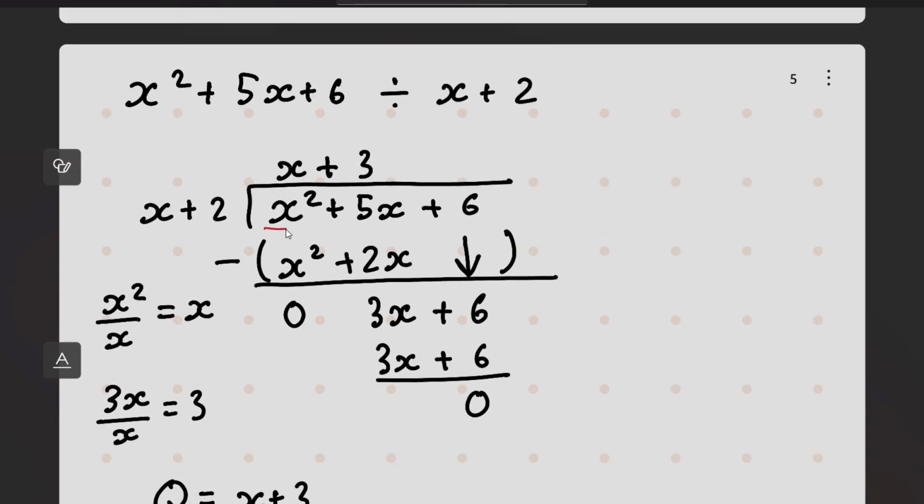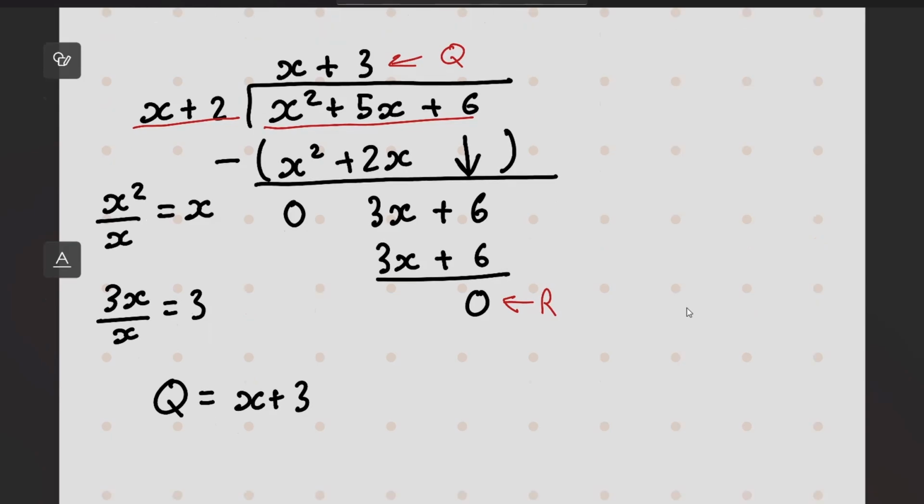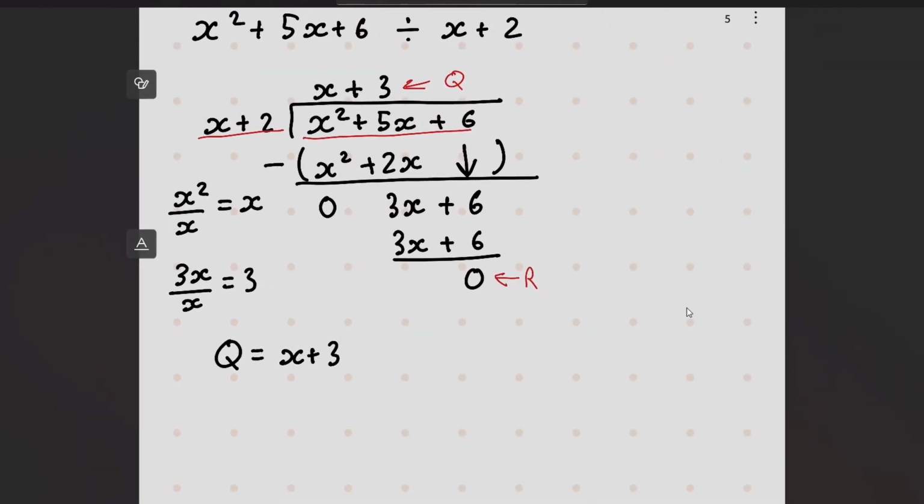So this is your dividend, that's your divisor, that's your quotient, and that's your remainder. So what about the second method? The second method is comparing coefficients. So how are we going to do that?